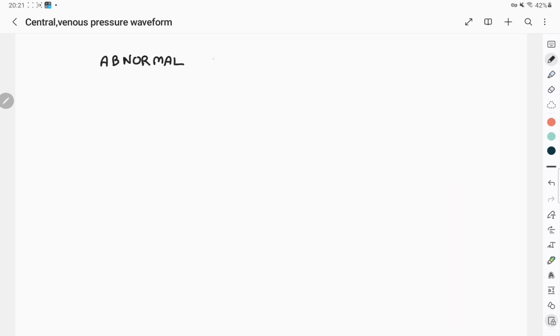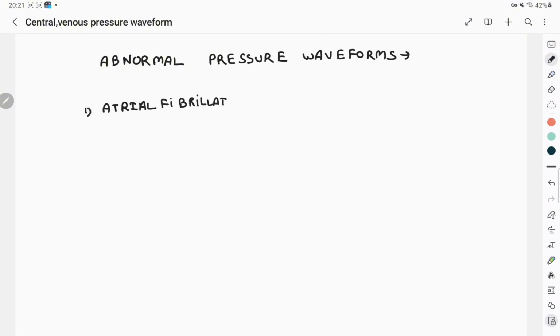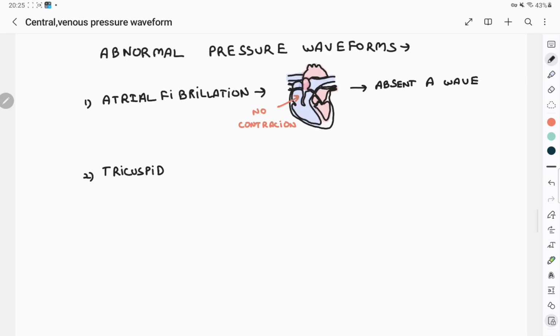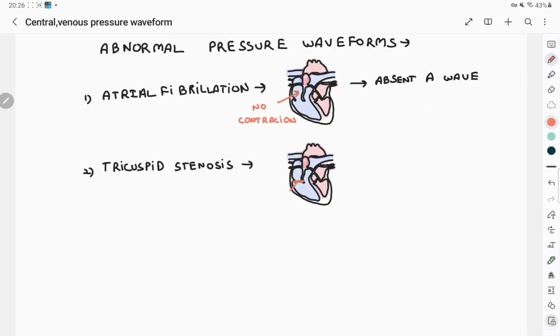Now we will talk about abnormal atrial pressure waveforms. In atrial fibrillation, the atria do not contract, and this leads to an absent A wave. In tricuspid stenosis, the atria contract against a closed tricuspid valve, causing a giant A wave.